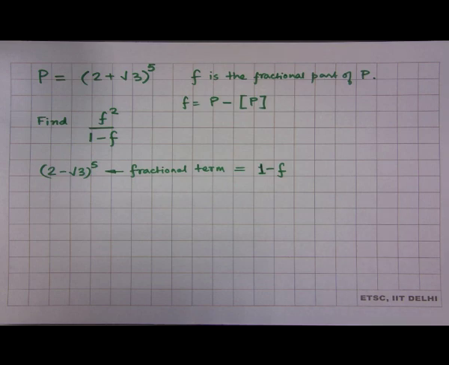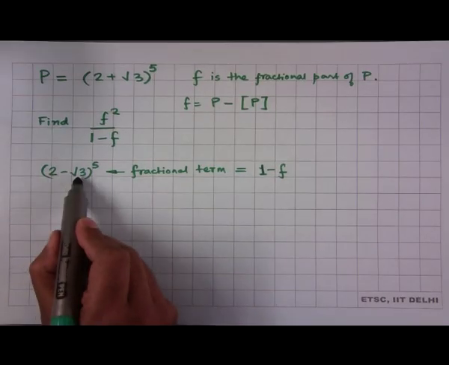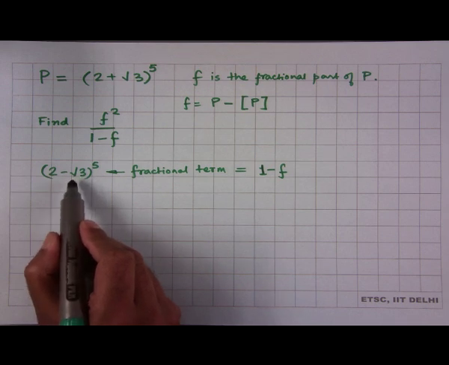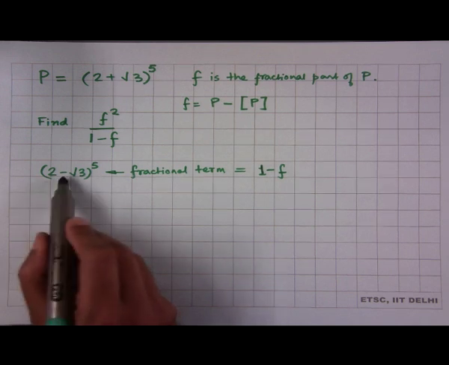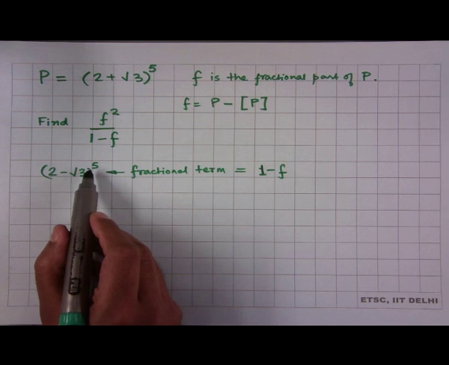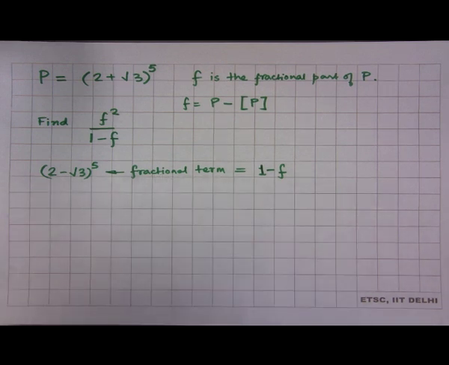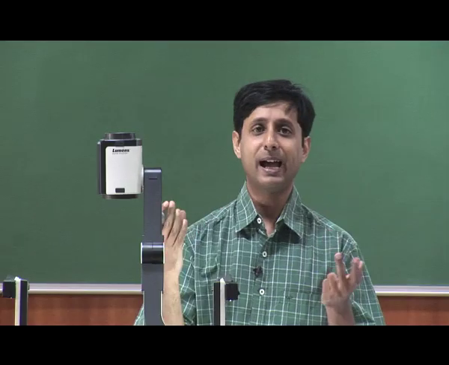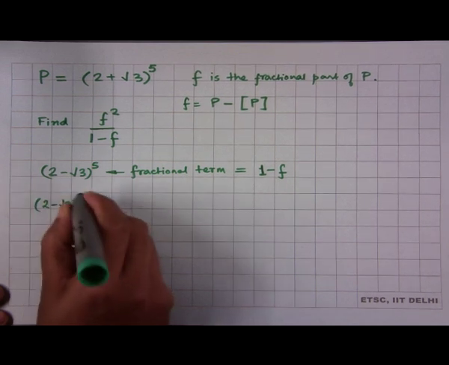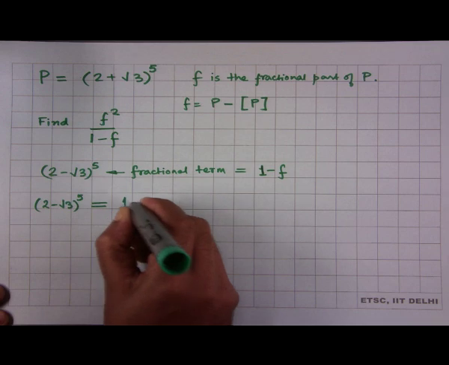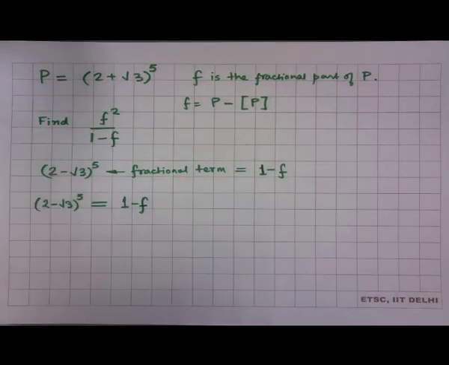All right. Then what about the integer term? There is an integer term. 2 minus root 3 is 1.732, right. So, 2 minus root 3 is less than 1, 0.26 something. So, that whole to the power 5 is certainly going to be less than 1, which means that the integer term is 0, which means that all you have is the fractional term. So, (2 minus root 3) whole power 5 is equal to 1 minus f, where f is the fractional part of p. All right, so this is what I have.